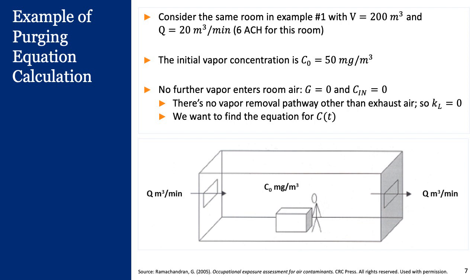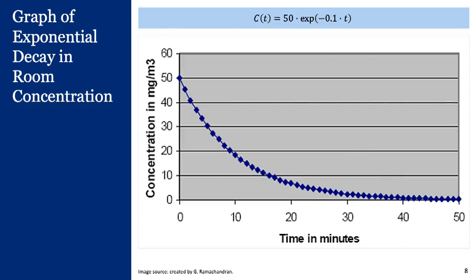So we want to find the equation for C of t, the concentration in the room air, when there is no source generating contaminant in the room. We plug in our C0, our value of Q, and our value of V into our equation, and so we get this equation. So C of t is 50 times exponential of minus 0.1 times t.